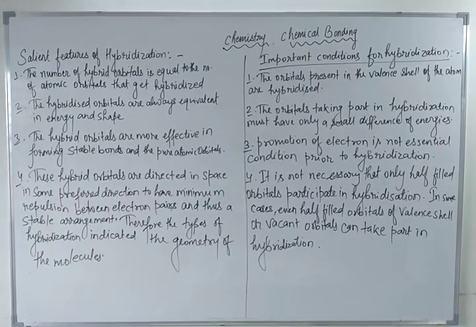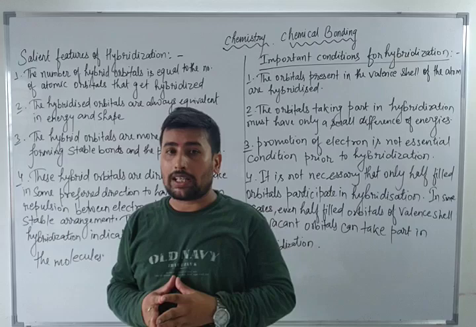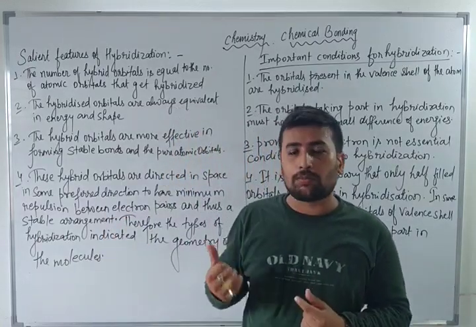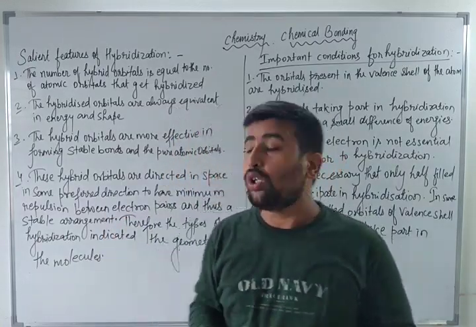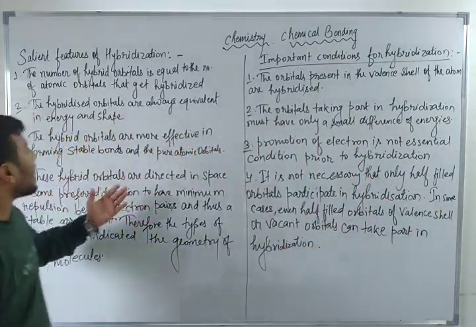So let's discuss first of all some salient features of hybridization and what are the important conditions of hybridization. So just take a click of this board, otherwise you can write in your notebook also what are the salient features and what are the conditions for hybridization. So let's start with the salient features.